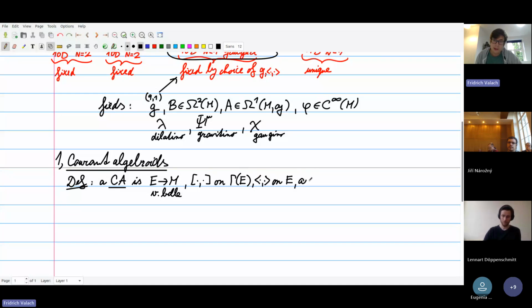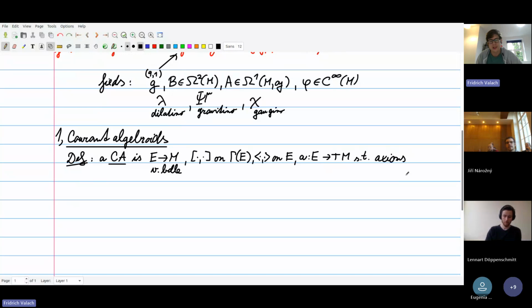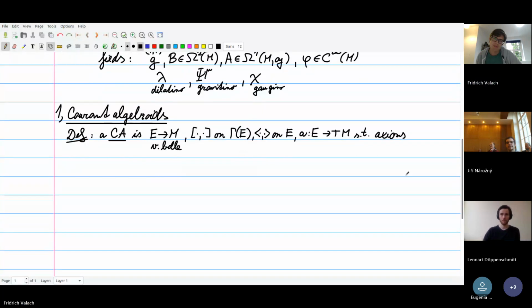And there is a vector bundle map called the anchor. Typically I call it rho, but for reasons to be seen in a moment, here I cannot call it rho, so I will call it A for anchor. This is a vector bundle map, and it satisfies some axioms. If you know what they are, then you know what they are. Let me not write them up, but let me give you an example to have something in mind.